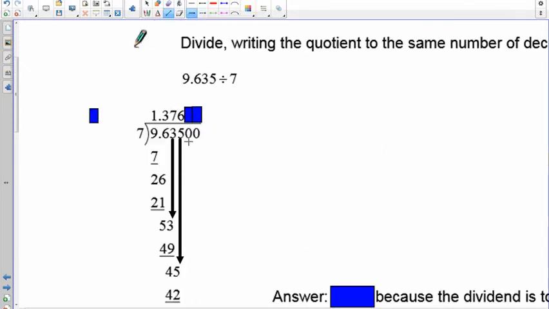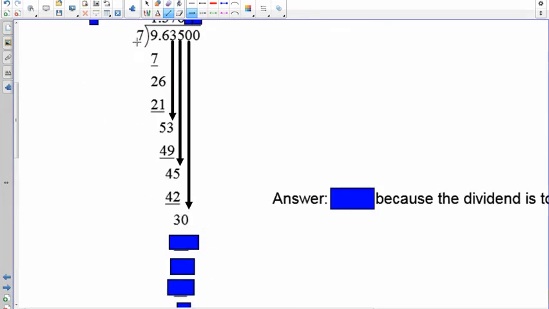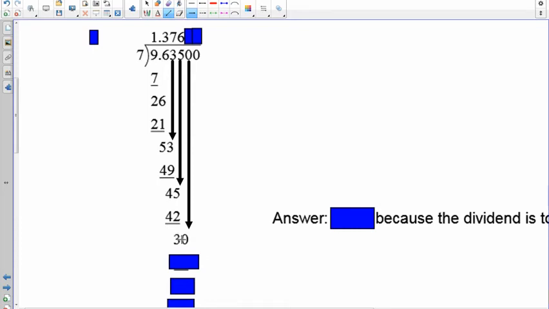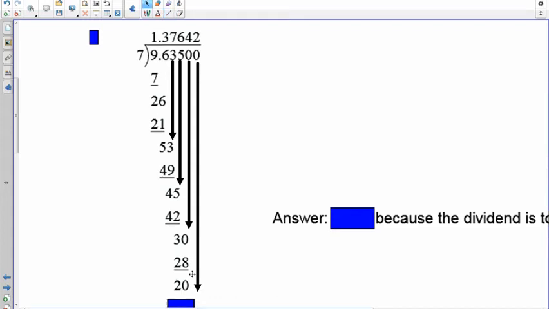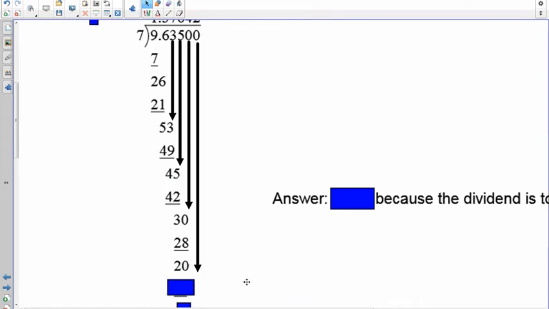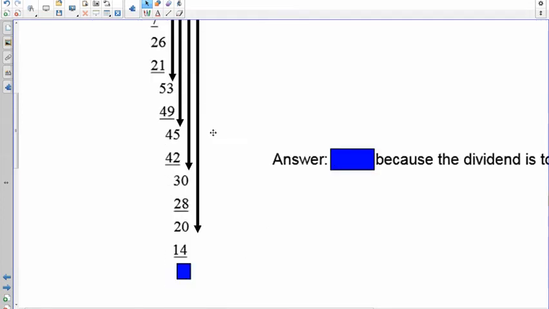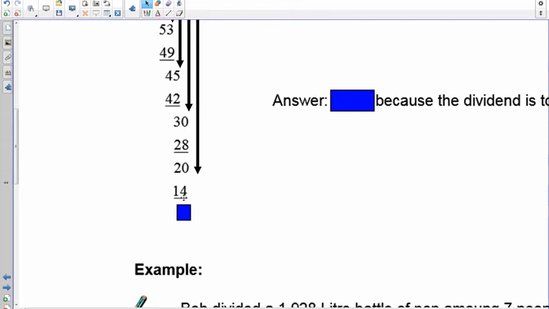And now I can bring down a 0 because I'm not done. Now 7 goes into 30 4 times, because 7 times 4 is 28. 30 take away 28 is 2, and now I can bring down another 0. So now how many times does 7 go into 20? That's twice right here, and that gives me 20 take away 14, which is 6.